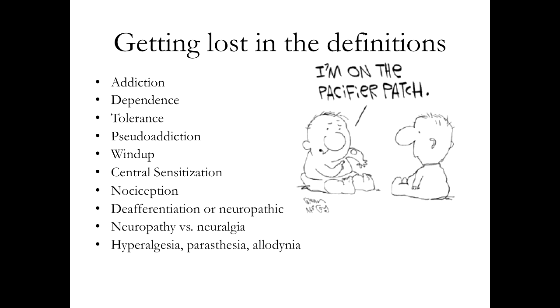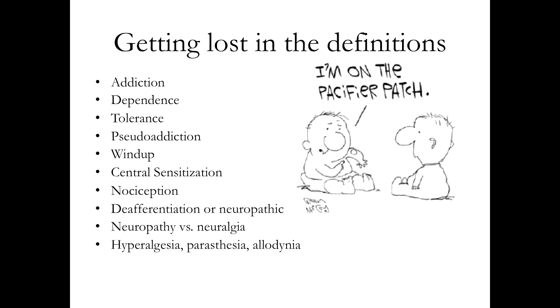So if you stub your toe, basically how the pain moves its way up the receptor and through the nerve and through the spinal cord and onto the cortex, that process altogether is called nociception. And the nerve fibers that actually conduct nociception are called nociceptors. So let's talk briefly about deafferentiation and neuropathic pain.